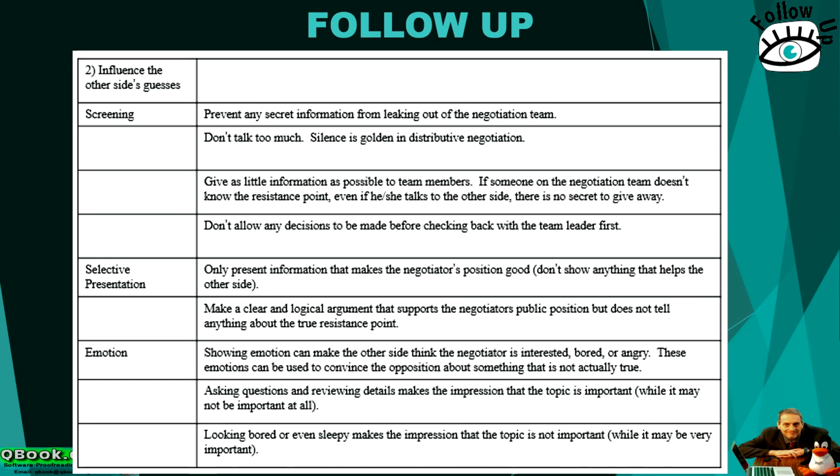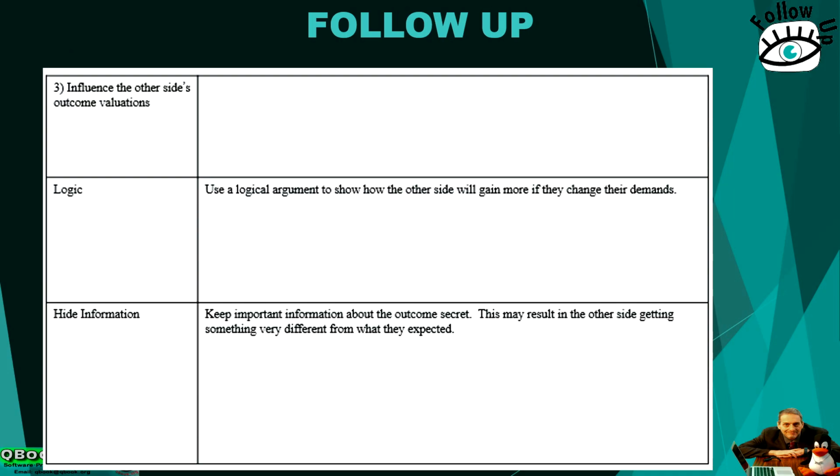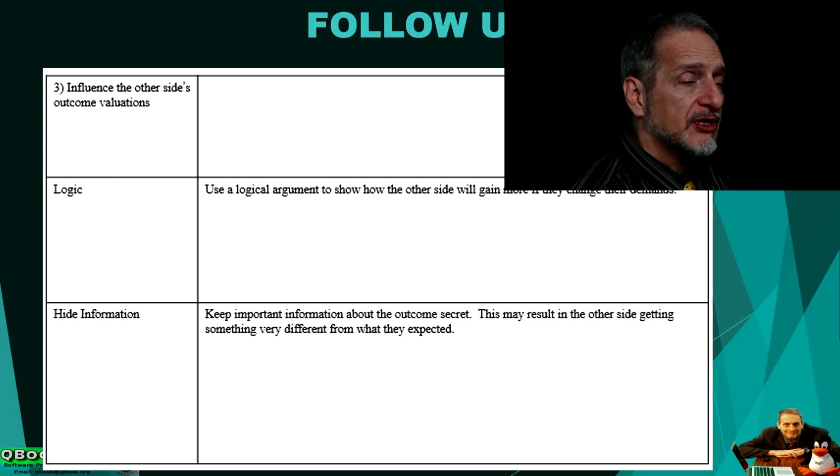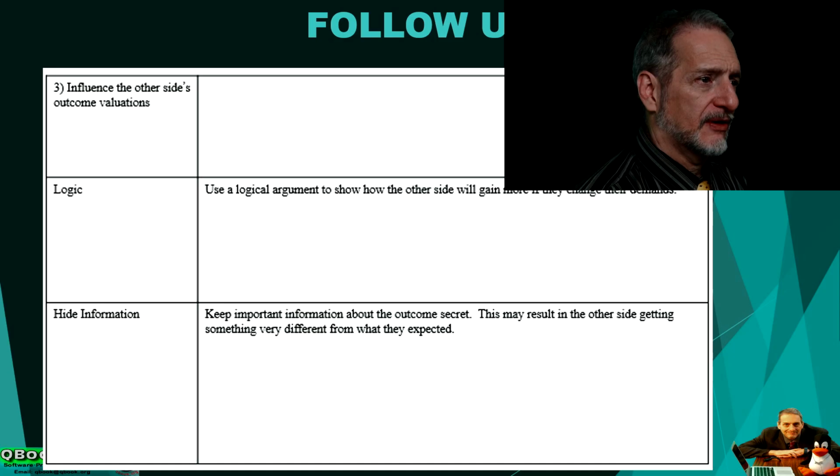Screening, selective presentation, and emotion are ways to observe the other side or influence the other side to think something that is not true about your secrets. We can also use logic and hide information from the other side. Keep your secret information secret.